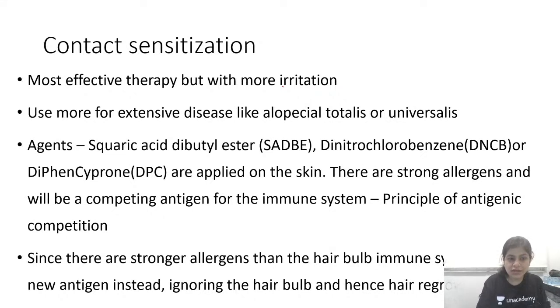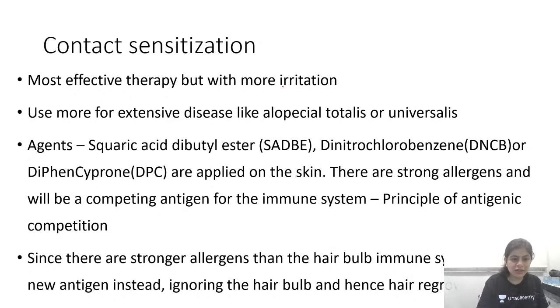So what you do in this condition is that you apply an antigen like SADBE, which is squaric acid dibutyl ester, or DNCB, which is dinitrochlorobenzene, or DPC. DPC, diphenylcyclopropenone, is the commonly used one in practice. It is applied onto the skin. Now these things are very strong antigens, very strong allergens.